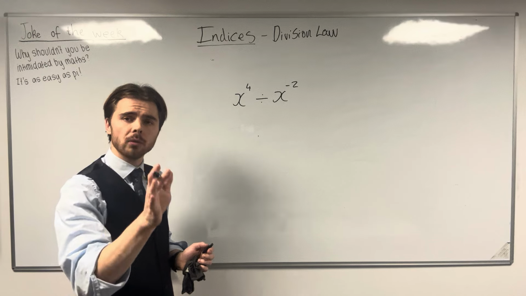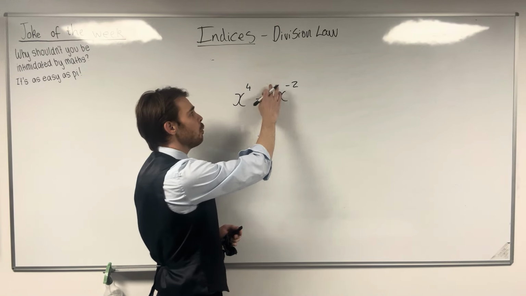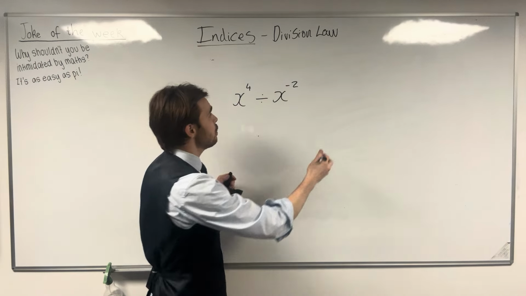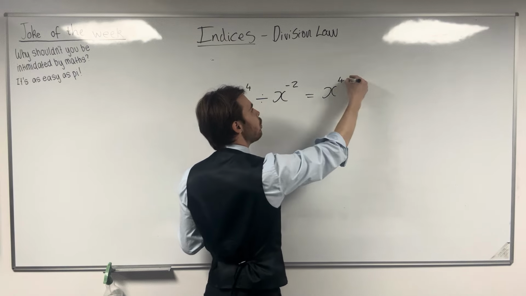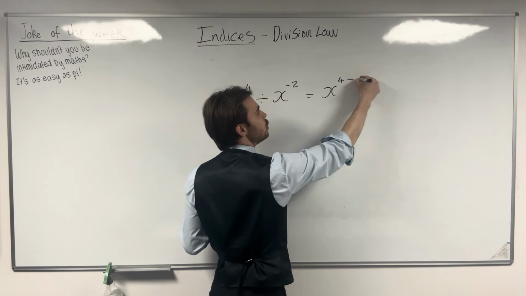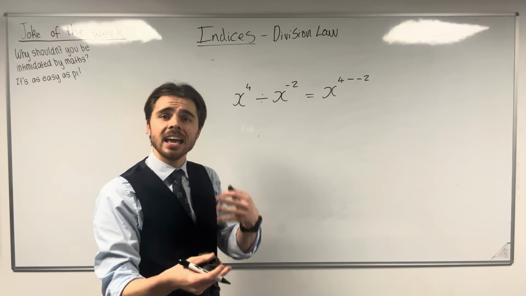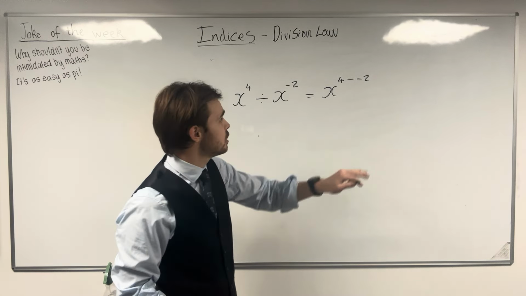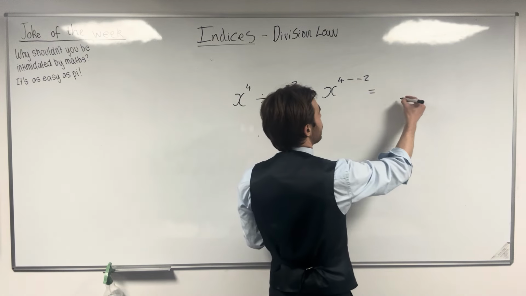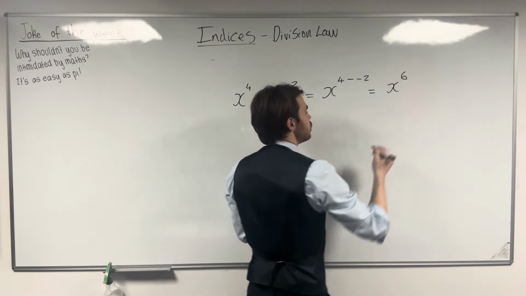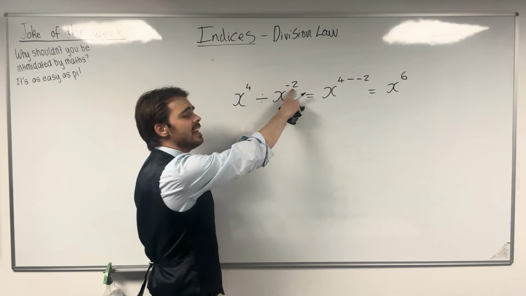What you've got to think is what this rule tells us. When it's a division and the base numbers are the same, we take away the power. So this would be the same as x to the power of 4 take away negative 2. And I'm hoping you all remember when you take away a negative, it's the same as adding. So this is an add. It's 4 plus 2. And so that will become a 6.